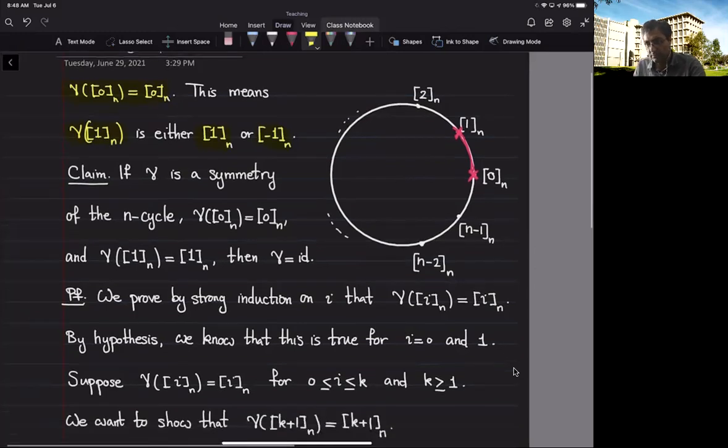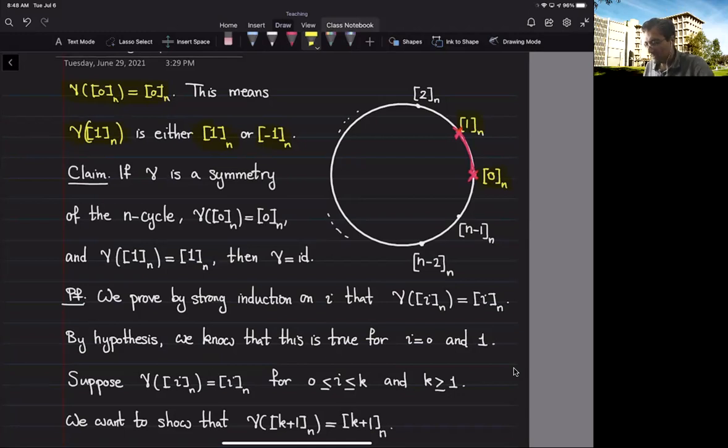Now, we are going to consider two cases: the first case where gamma of 1 is 1, and the second case where gamma of 1 is -1. In either case, we are going to determine what gamma is. Let's start with the case where gamma of 1 is 1. So we are fixing both 0 and 1. Both of them are fixed. Now I'm asking, what can we say about the rest?